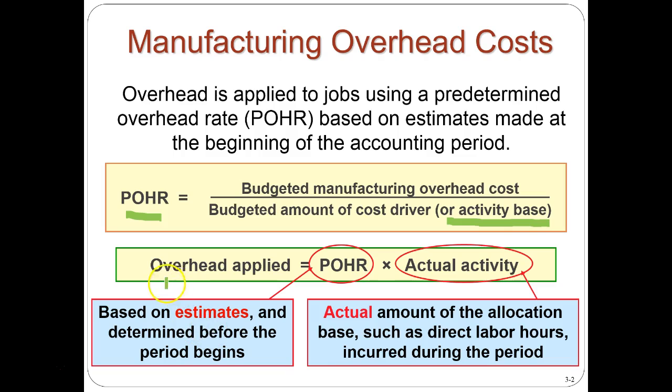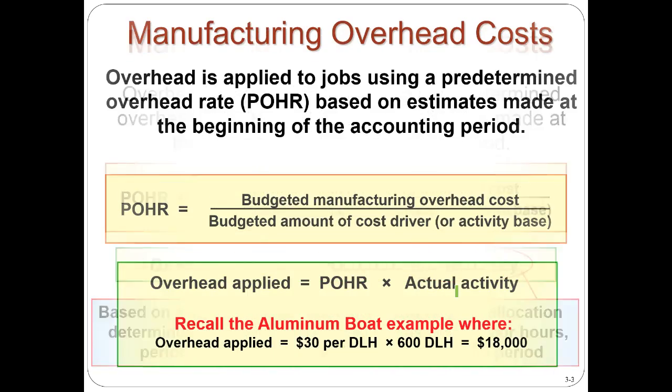So then we're going to take the overhead applied times the actual overhead. So when we actually apply it to the job, when the job comes in and we actually do the job, we're going to take those direct labor hours on the job and apply them times this rate that we came up with up here. So based on estimates determined before the period, that's what the overhead applied rate is here. But the actual amount of the allocation base, such as the direct labor hours, is what we're going to multiply it by when we actually make the allocation of the overhead to a particular job.